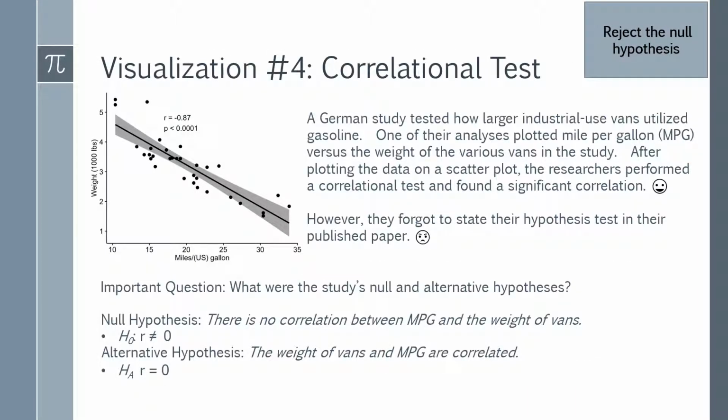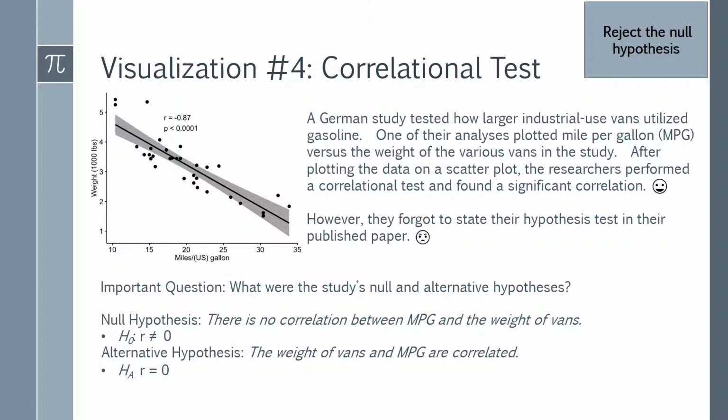The final exercise within this PowerPoint presentation involves a correlation test. This visualization test is unique as the study failed to provide information related to their hypothesis test. This information would have been the basis behind establishing the claim. However, there are some aspects of the data that can be told based on the scatter graph depicted in the scenario. According to the study, a German study tested how larger industrial use vans utilize gasoline.